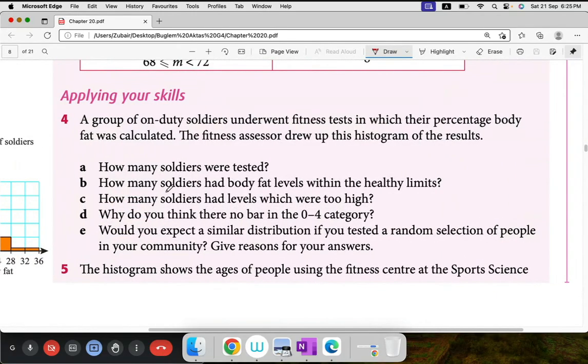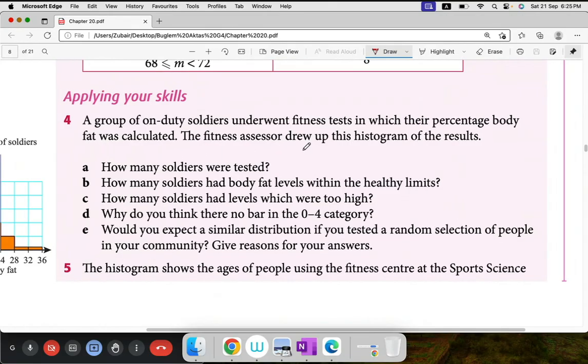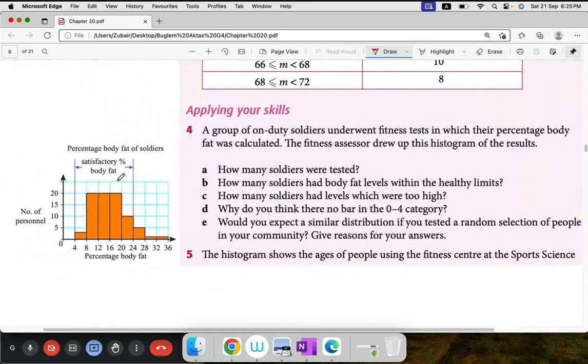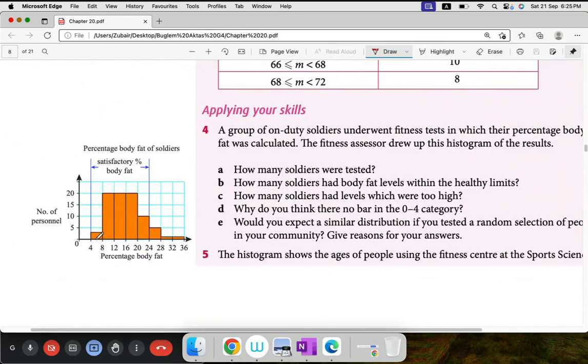A group of duty soldiers underwent a fitness test in which their percentage fat was calculated. The fitness assessor drew up the histogram of the results. How many soldiers were tested? So number of personnel, straight away, this is not frequency density. So this time I can just add up the heights directly because it is giving me the number directly. So I see this is 3 in the first one. Then we have 20, 20, 20. So 3 plus 20 into 3. Again, the next is 10. Then I have 5. And then I have 1 two times.